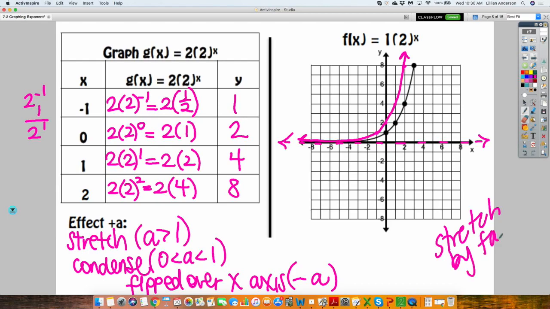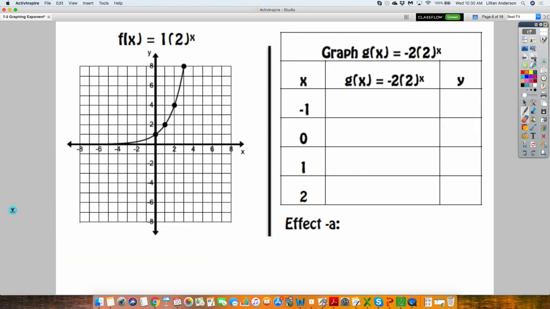Questions? So all we're doing is plugging in x values and trying to find the corresponding y values. Here's the next one. Let's plug them in. So I have -2 times 2 to the negative first power. We already know that 2 to the -1 turns into what? 1/2. So this is -2 times 1/2. What's -2 times 1/2? -1. No need for a calculator. It's just half of -2. Let's plug in 0.